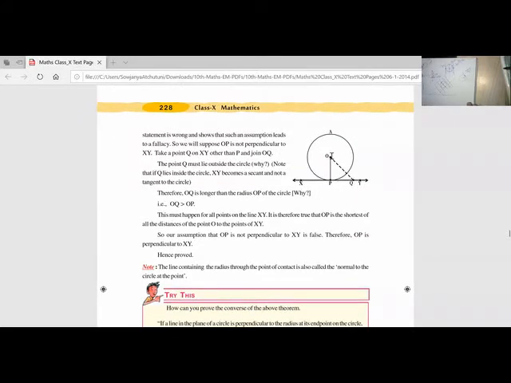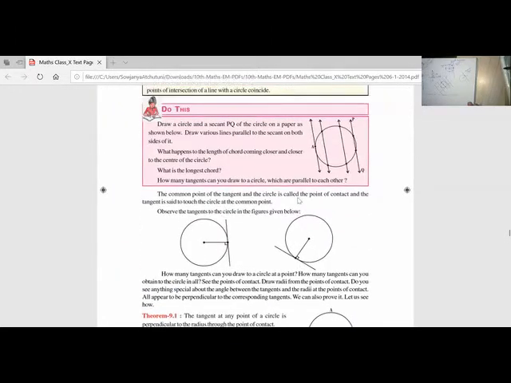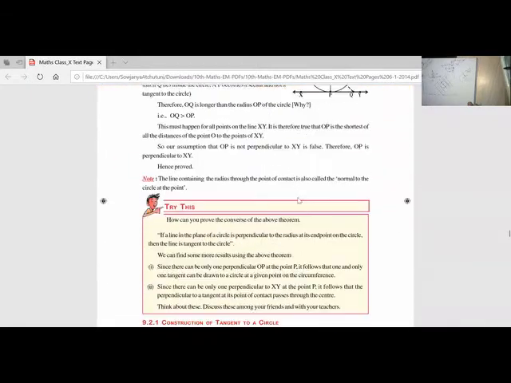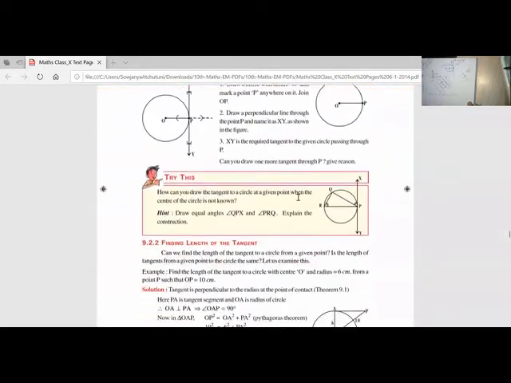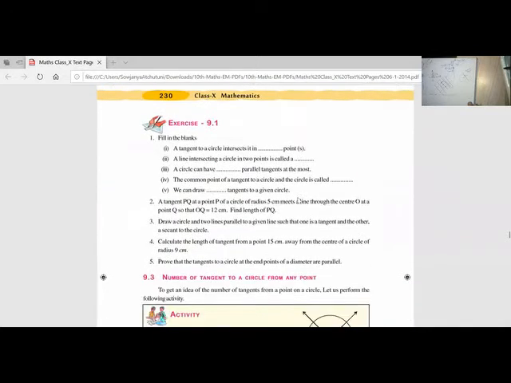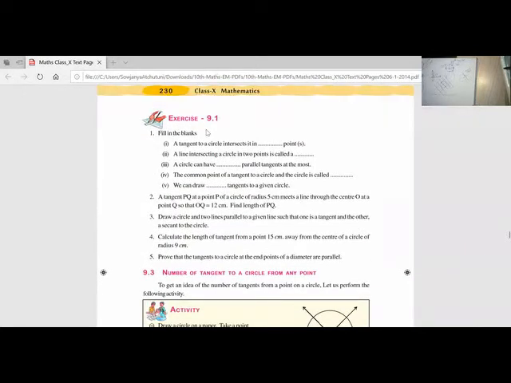This is what is given. OQ is more than OP. That means OP is the shortest distance. That means OP and XY are perpendicular. This must happen for all points on XY. Therefore, it is true that OP is the shortest of all the distances from the point O to the line XY. That means OP is perpendicular to XY. Okay, it is perpendicular to the tangent line XY. Construction we have seen. Now we'll do exercise 9.1.